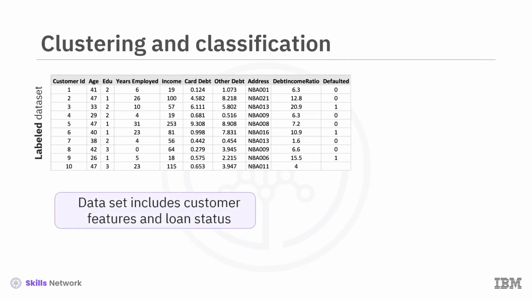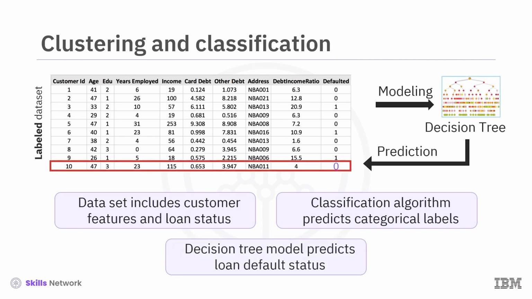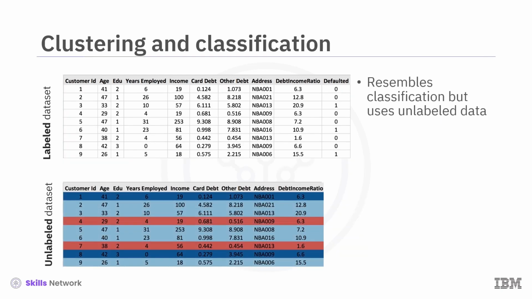This dataset includes historical customer features and loan default status. Classification algorithms, being supervised, learn to predict categorical labels from labeled data. Here, based on the labeled historical data, a decision tree model is trained to predict if a new customer will default on a loan. Clustering is like classification but works with unlabeled data, independently finding patterns to form clusters.